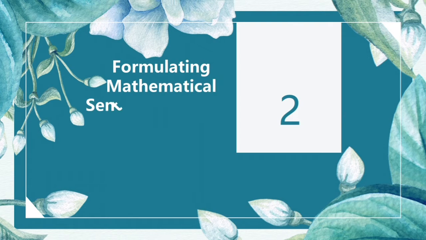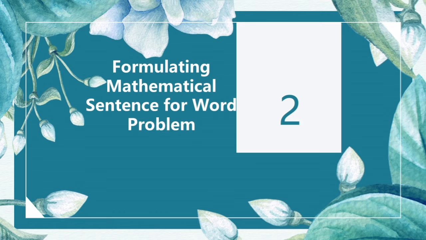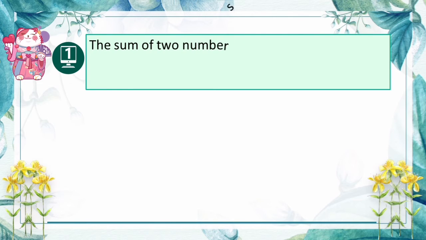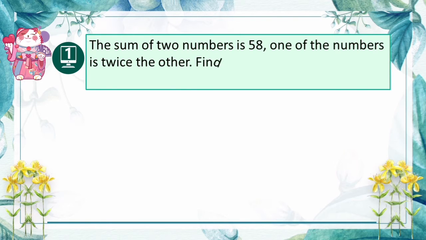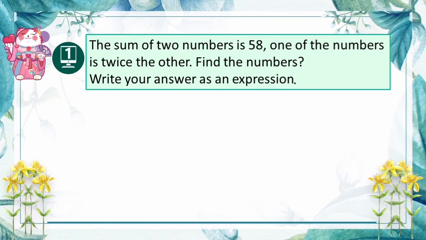Okay, next, 2. Formulating mathematical sentence for word problem of linear equation in one variable. Number 1. The sum of two numbers is 58. One of the numbers is twice the other. Find the numbers. Write your answer as an expression.